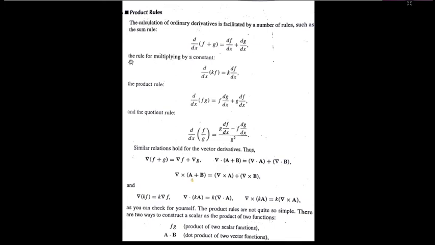And the rule of multiplying by a constant: suppose you multiply your function by a constant, that is k. Then k will remain as a constant multiplier in your derivative, so k df by dx. And thereafter the product rule. In the product rule, suppose both functions are multiplying each other, then the solution of d by dx of f and g will be f of dg by dx plus g of df by dx.